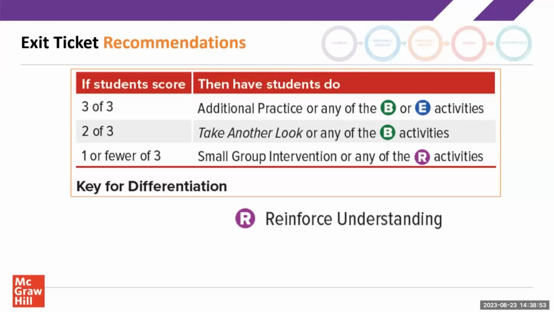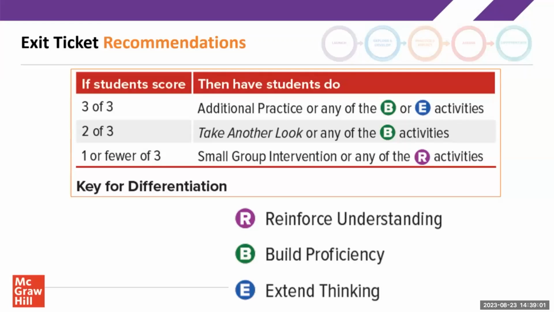And that's where you'll find R stands for our reinforced understanding. Our B is our build proficiency. And then our E is our extend thinking within our lesson structure here. So those are the key things that you'll see as you're embedded within that. And that helps, as I mentioned, to differentiate.